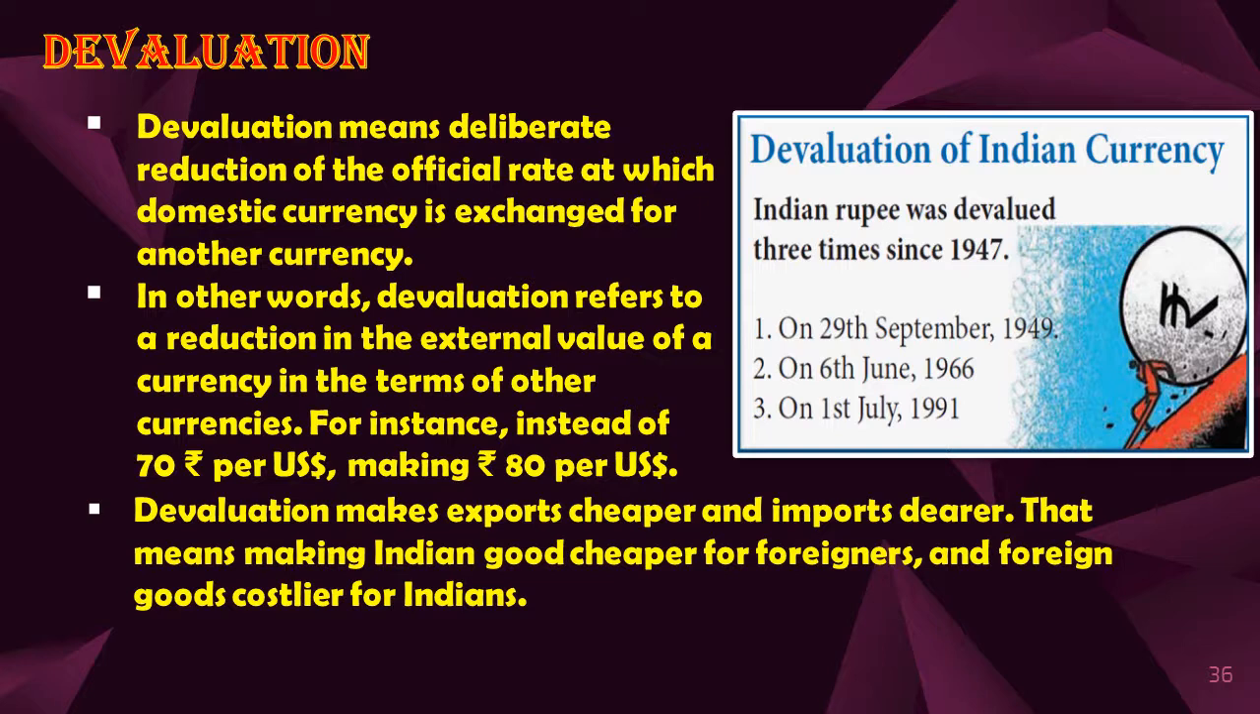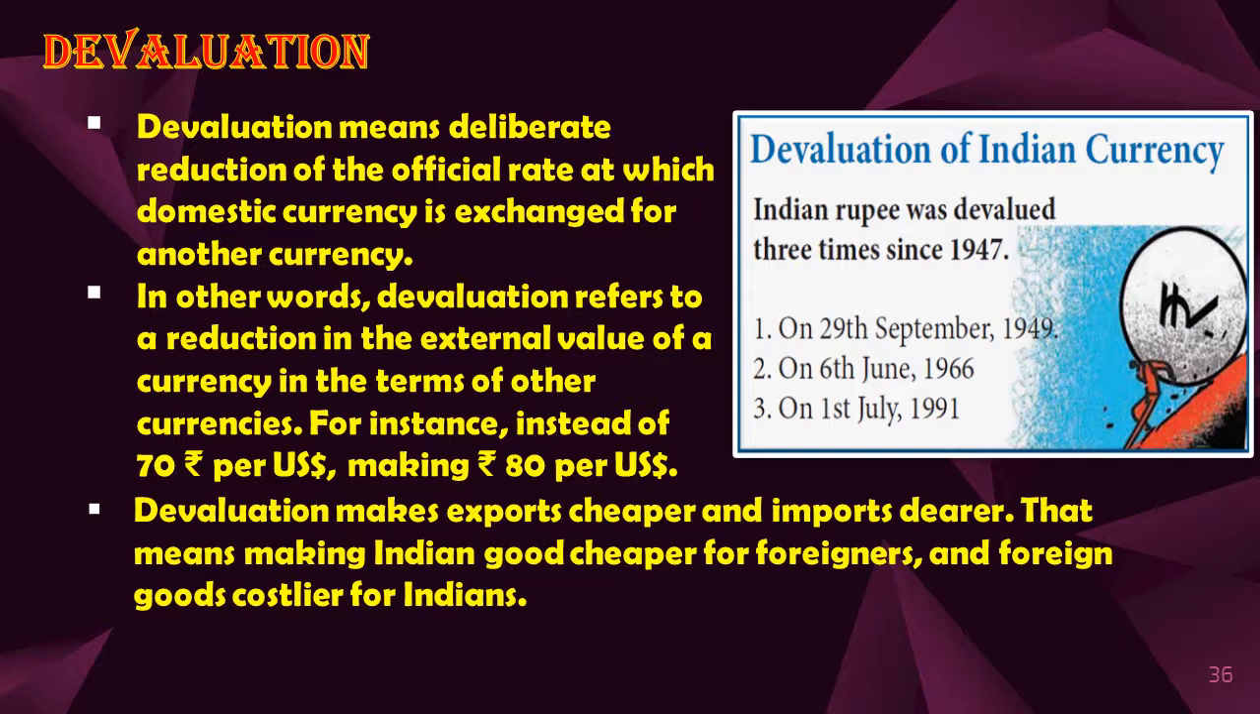Before, $1 is equal to 70 rupees. After devaluation, 1 US dollar is equal to 80 rupees of Indian currency. Devaluation makes a country's exports cheaper and imports dearer.